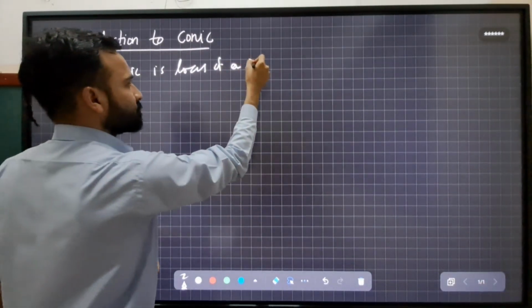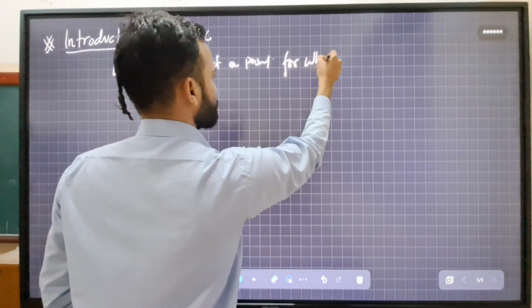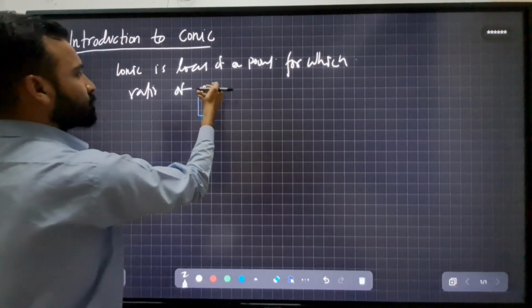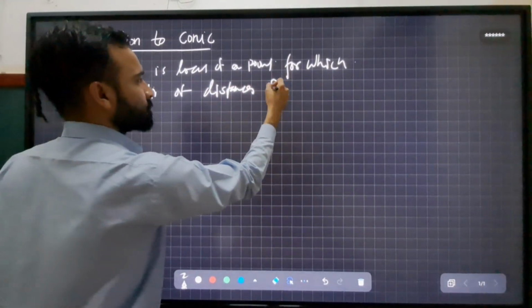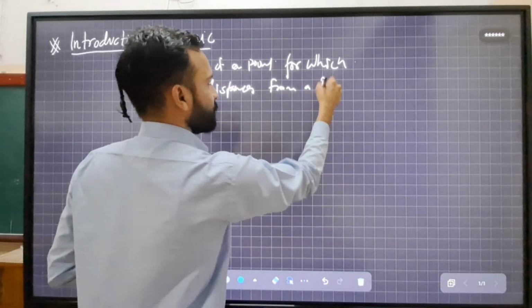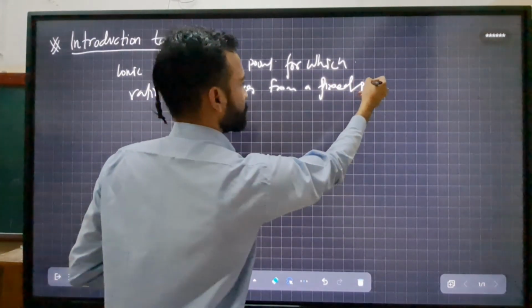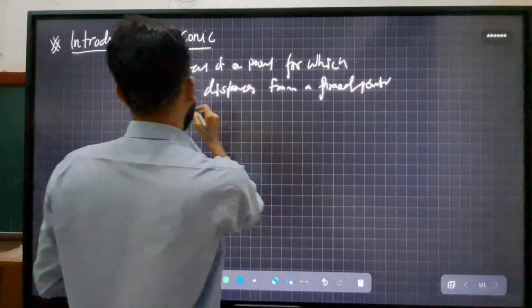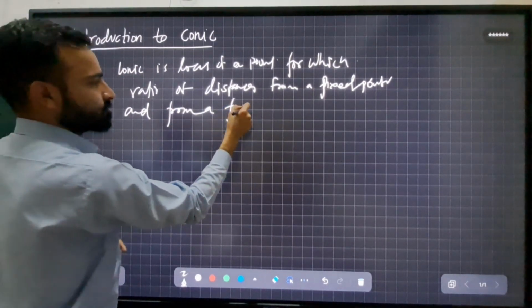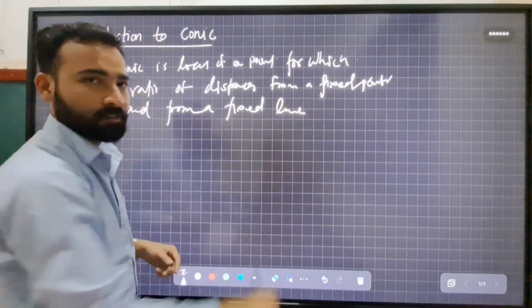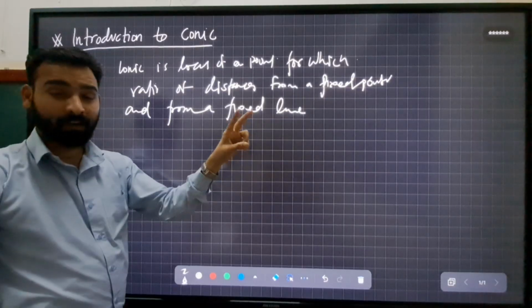of a point for which the ratio of distances from a fixed point and from a fixed line, right? So there will be 2 points and 1 line.